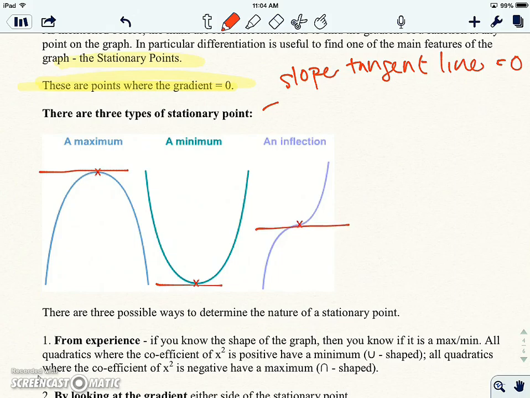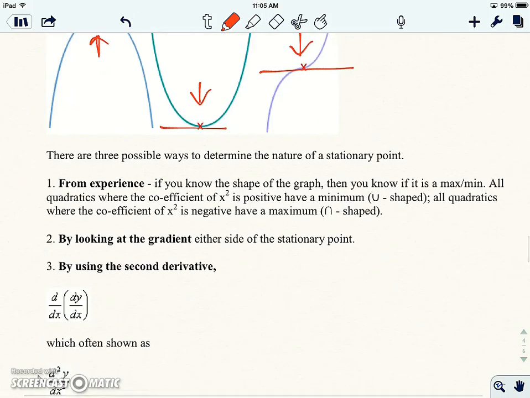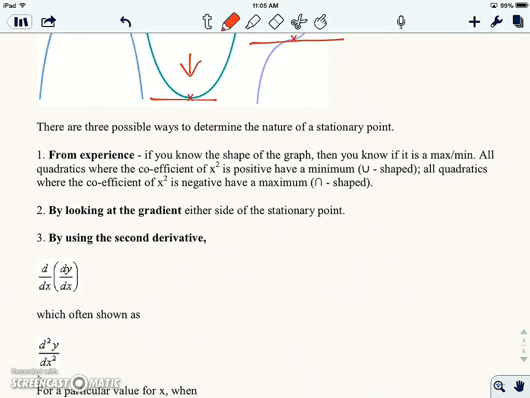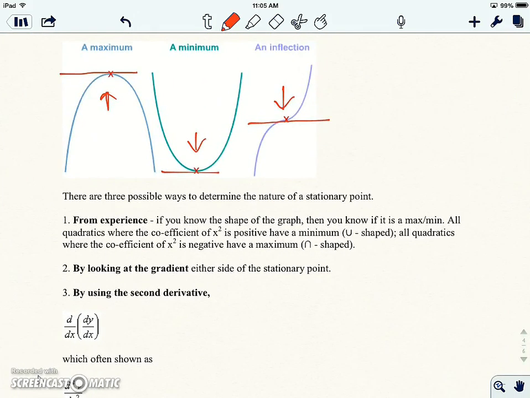And there are 3 possible ways to determine what type of stationary point it is. Is it a max, a min, or like our story problem, an inflection point? So the first one is from experience. If you know the picture of the graph, you just might know it. So for example, if my graph was x squared, I know that it's going to be a minimum because I know the graph looks something like this.